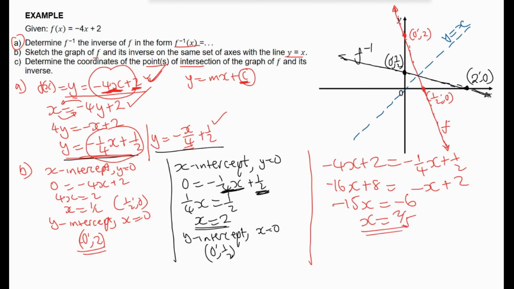Okay, right, to get our y, you can use any of the equations. You can use this one, the equation of f. So y = -4 times 2/5, that's the x value, plus 2. And we're getting 2/5. The coordinates of the point of intersection are (2/5, 2/5). Okay, right, we can indicate them here. It means (2/5, 2/5). Those are the coordinates of the point of intersection.